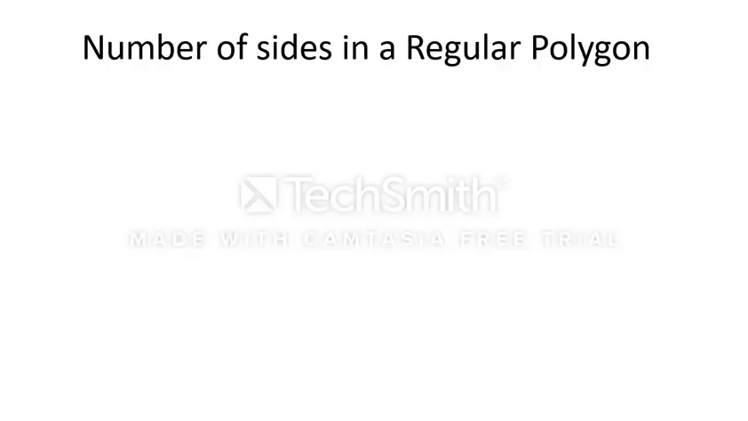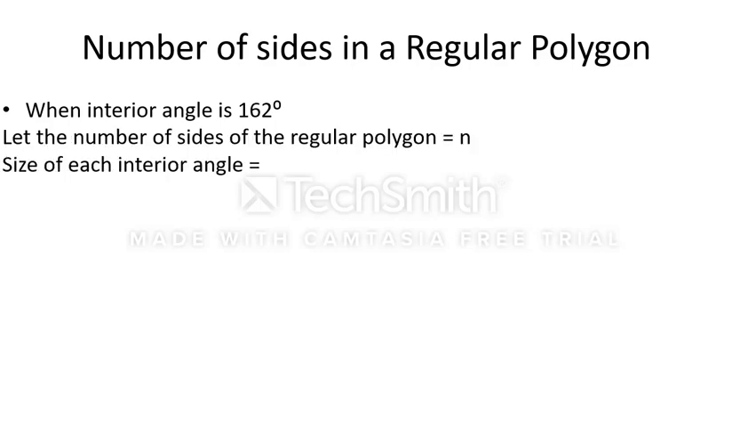Now we will learn a new thing: for a regular polygon, how can we calculate the number of sides if they have given us the interior angle. So in this case, the interior angle given is 162 degrees, and the number of sides of the polygon is supposed as n.